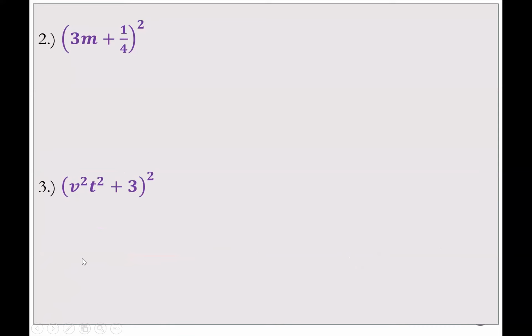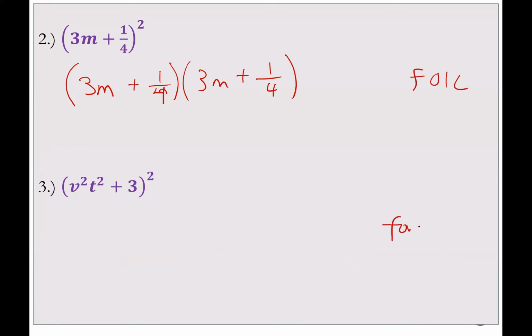All right, let's see. So number 2, trying to decide which way we should do it. Let's see, I like to write it twice, I think. It's supposed to be a 4. And then 3m plus 1/4. Okay, so how about this? I'll do this one using FOIL, and then I'll do the next one using the formula. Either one is fine. All right, just gonna edit that a little bit. So go ahead and start distributing if you haven't already.